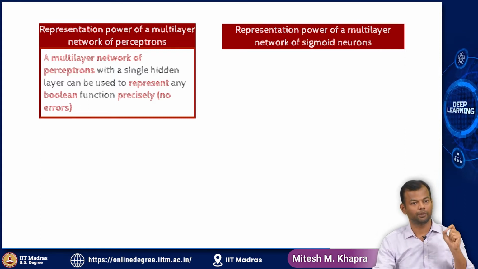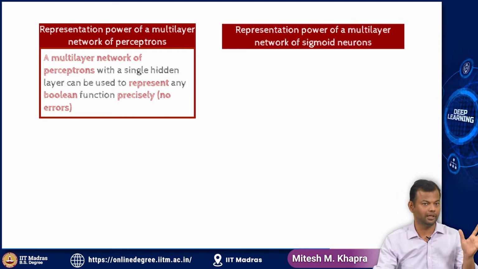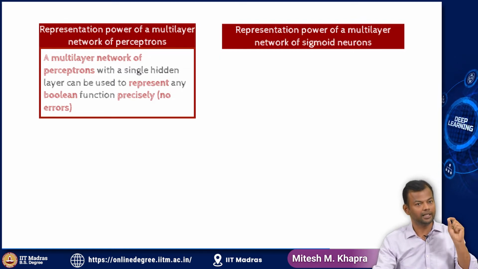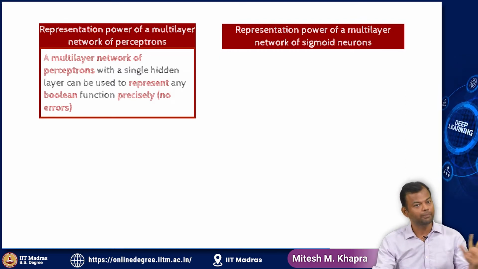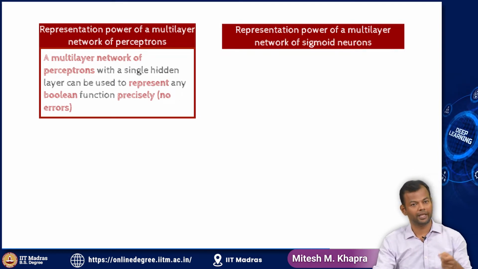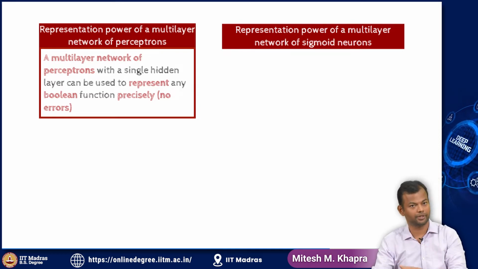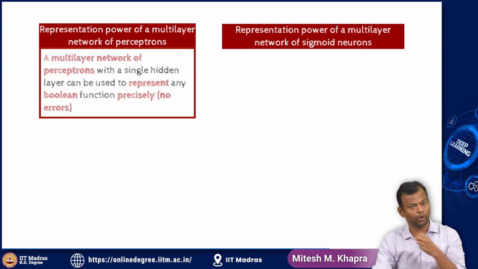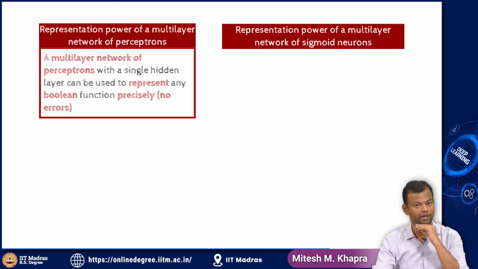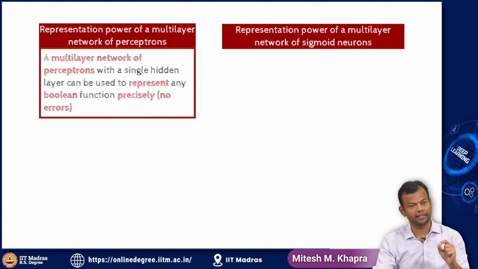That a multilayer network of perceptrons with a single hidden layer, and I don't care about the number of neurons in this layer, I know that it can be exponential, but I don't care about that, a single hidden layer can be used to represent any Boolean function precisely. The meaning of that was that if you have an n variable input, then you would have a Boolean function of n variables, and it would have a certain truth table. No matter what the truth table is, and we had seen that for an n variable input you could have 2 raised to 2 raised to n functions, any of these functions, you can come up with a network which can precisely represent this function.